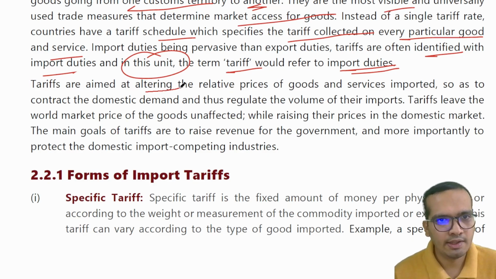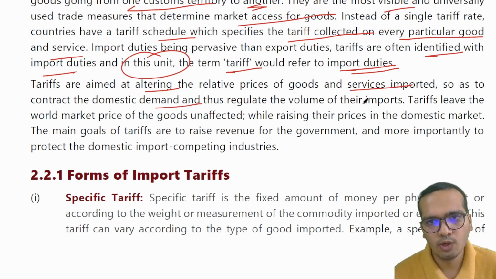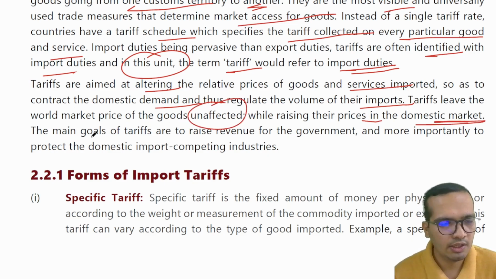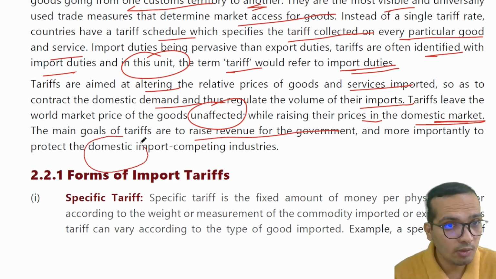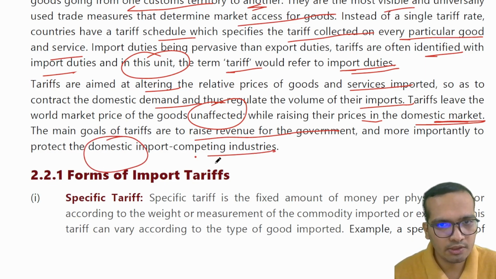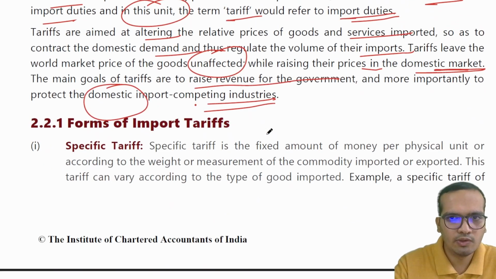Tariffs are aimed at altering the relative price of goods and services imported so as to contract the domestic demand and thus regulate the volume of their imports. Tariffs leave the world market price of the goods unaffected while raising the price in the domestic market. The main goals of tariffs are to raise revenue for the government, के लिए पैसा जमा करना, and more importantly to protect the domestic import competing industries. मतलब domestic industries को harm नहीं होना चाहिए.